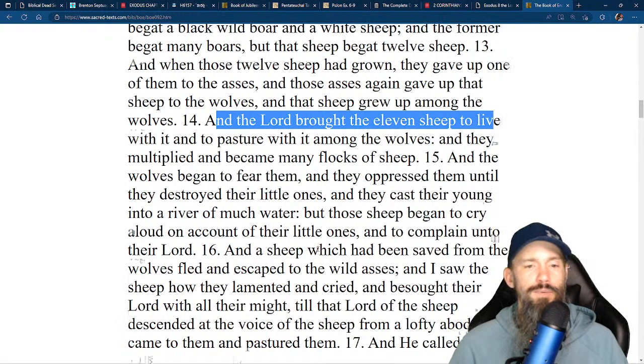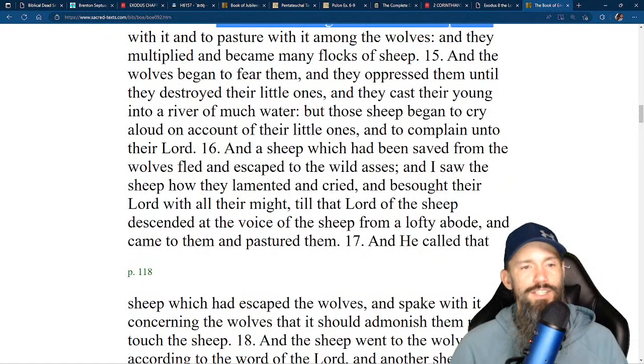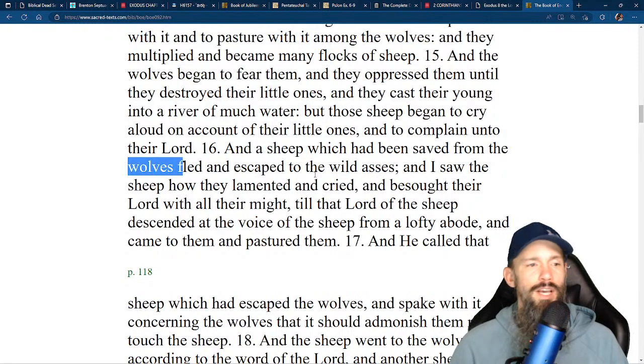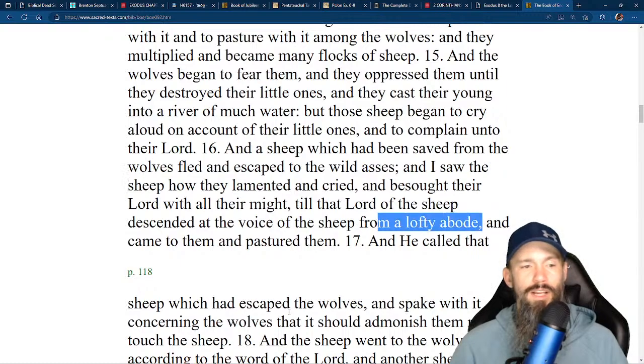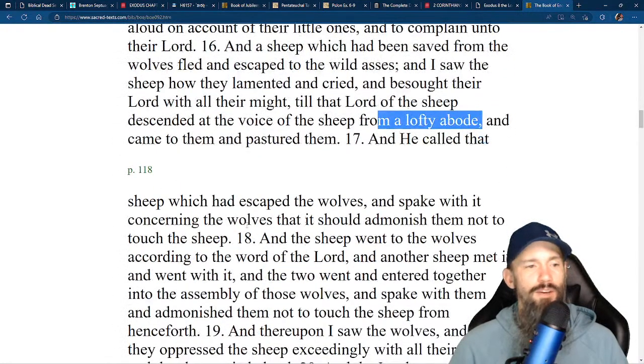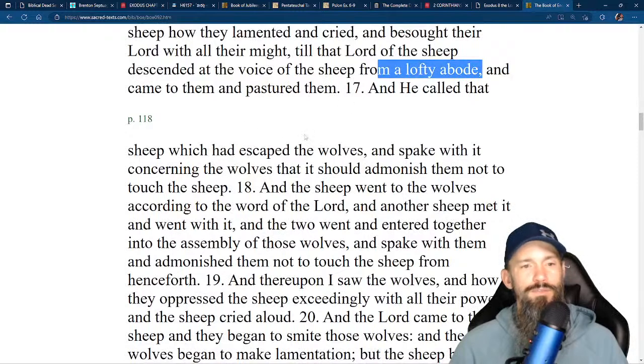And a sheep which had been saved from the wolves fled and escaped to the wild asses, the Ishmaelites. Moses escaped the Egyptians. And I saw the sheep, how they lamented and cried and besought their master with all their might, till that Lord of the sheep descended at the voice of the sheep from a lofty abode, and came to them and pastured them. And he called that sheep which had escaped the wolves. Who's that? Moses. So who's he? The Lord of the sheep, who descended from the lofty abode.